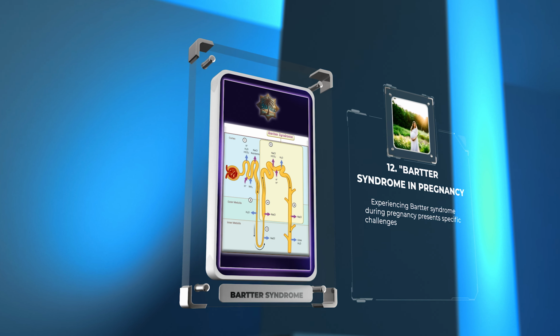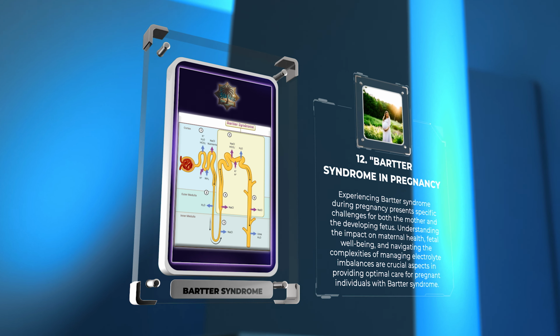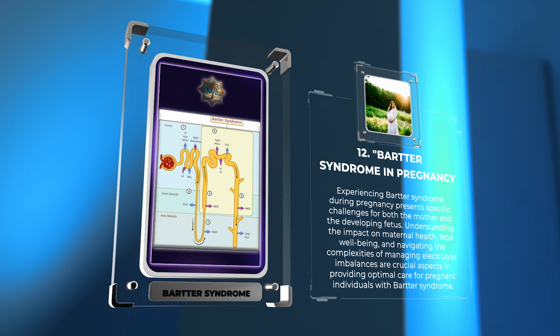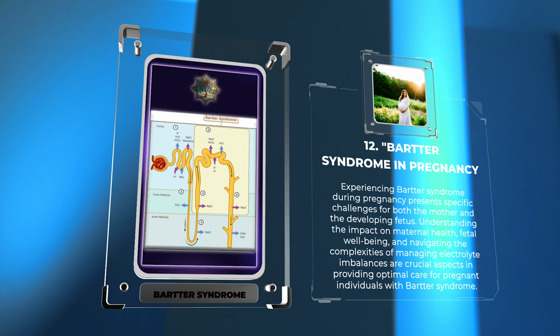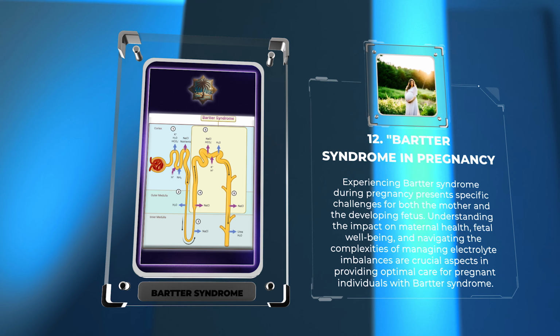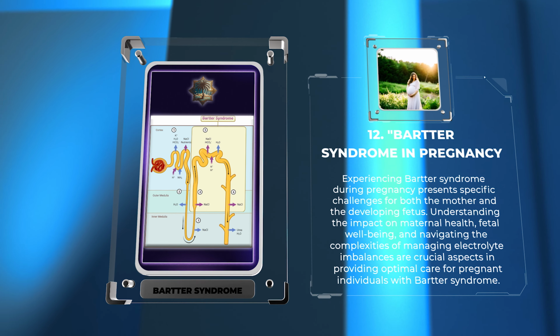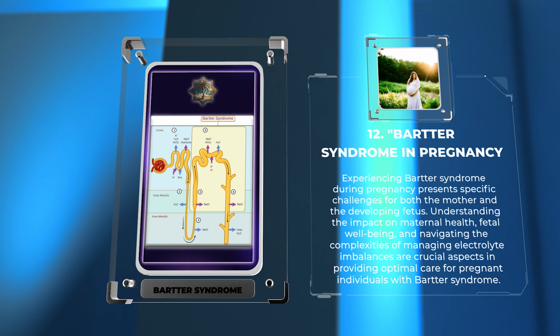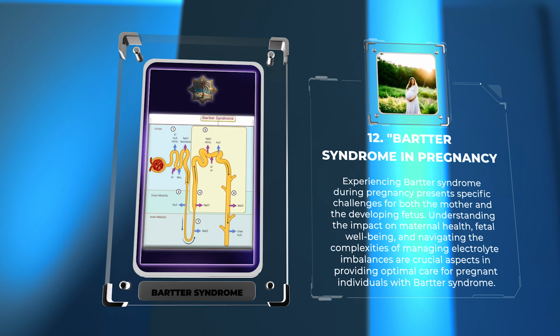Experiencing Bartter syndrome during pregnancy presents specific challenges for both the mother and the developing fetus. Understanding the impact on maternal health, fetal well-being, and navigating the complexities of managing electrolyte imbalances are crucial aspects in providing optimal care for pregnant individuals with Bartter syndrome.